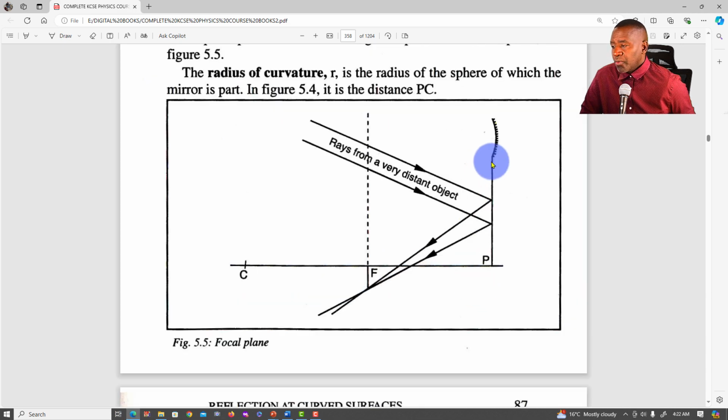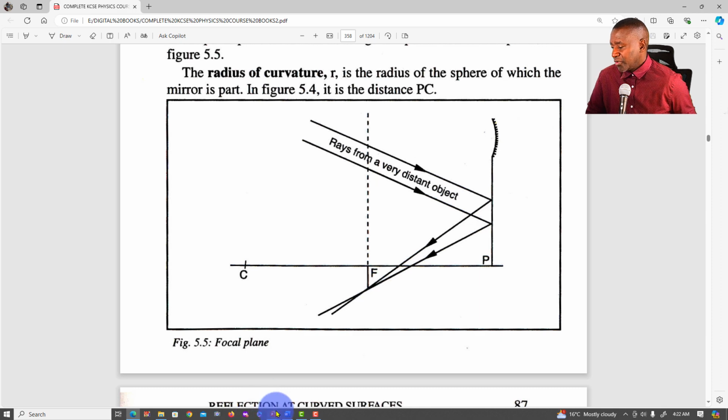By the way, we can draw the reflecting surface as being straight, as if it is a plane mirror, and then we draw the symbol for a concave mirror here. That one becomes a concave reflector. So you can see these two rays, they are parallel to each other, but they are not parallel to the principal axis. When they are reflected by the concave mirror, they will converge at the focal point. That one is so important.